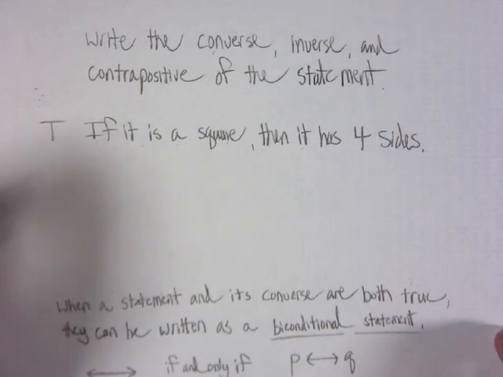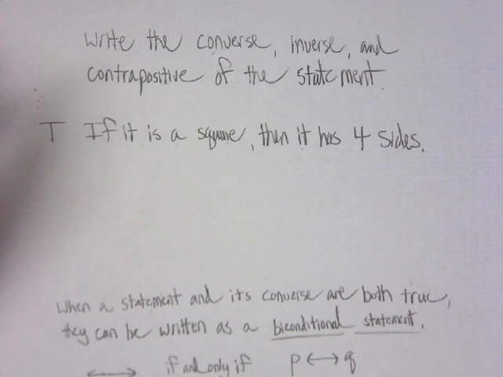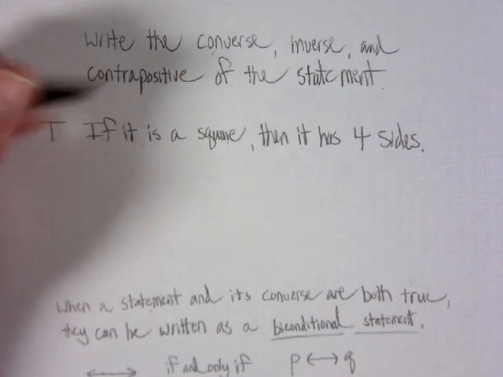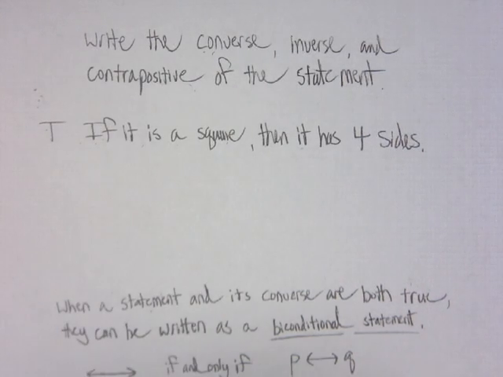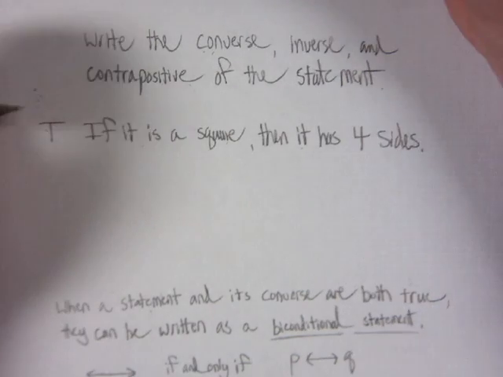No counterexample, it's got to be a true statement. All right, what do we want to write first? Well, we want to write the converse. Remember, how is the converse formed? Converse, shoes on the wrong foot, switch it. You got to switch the front and the back.